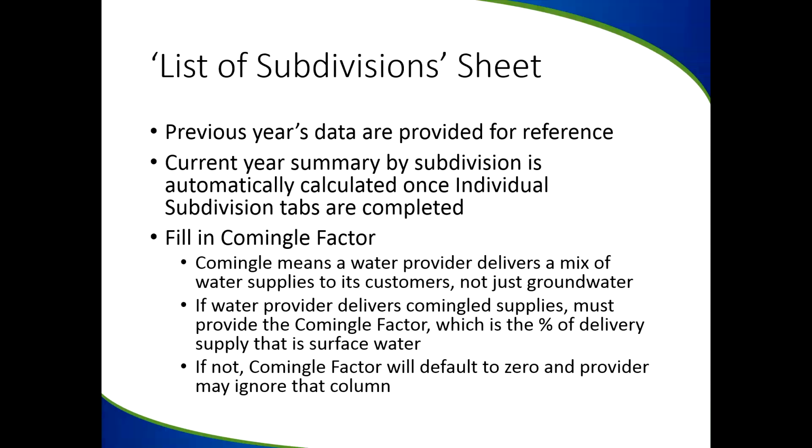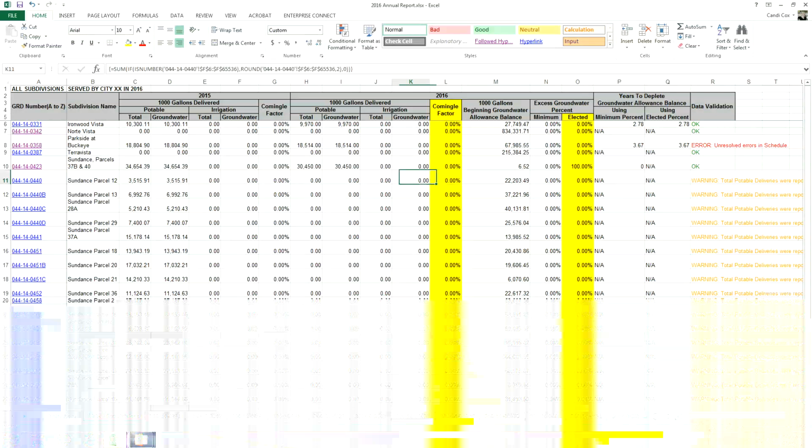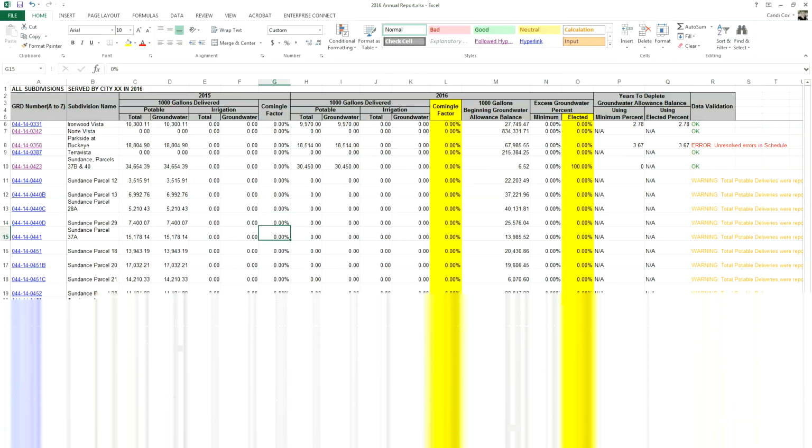And again, if you don't commingle water, the way we provided the spreadsheet to you already has 0 in that column, and so that's a column that you could ignore. As we showed here. And we also provide what the Comingle Factor was that you reported to us in 2015 as well, just for your reference.